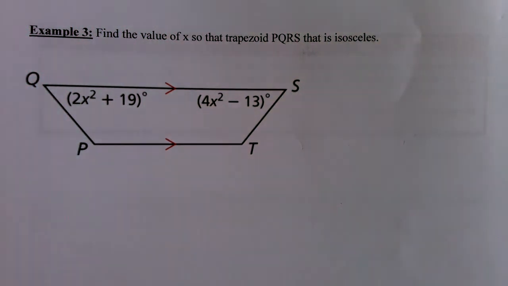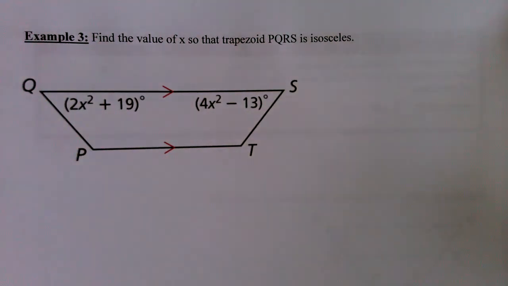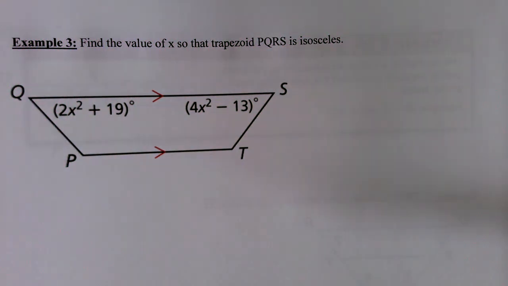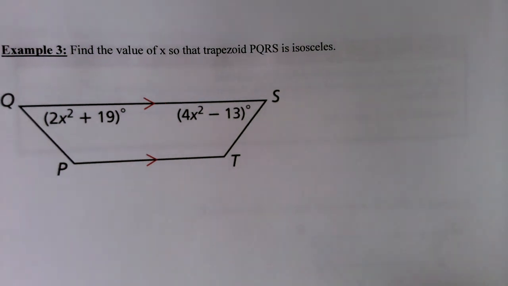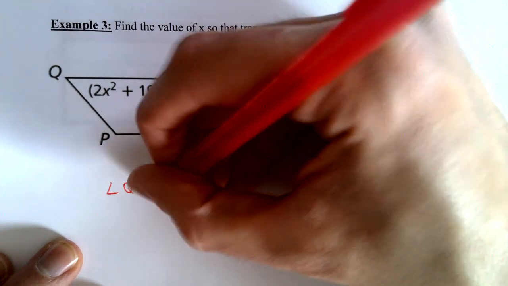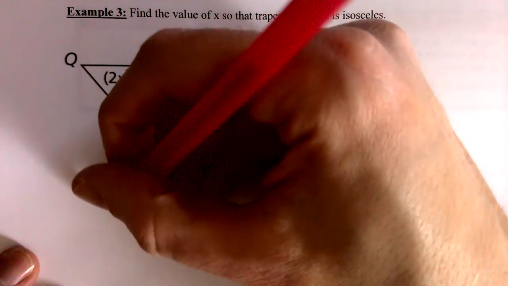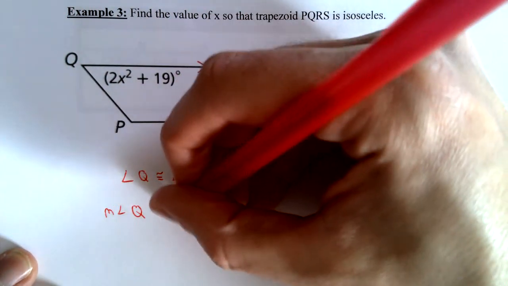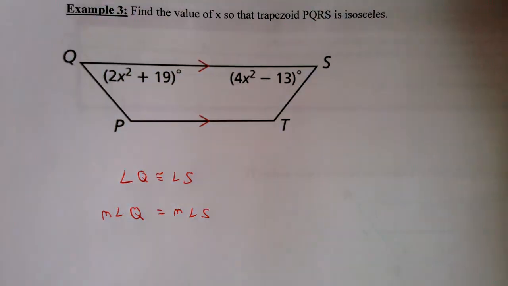Example 3. Find the value of x so that trapezoid PQRS is an isosceles trapezoid. Hold on one second, there's one typo. Okay, here we go. Find the value of x so that trapezoid PQRS is isosceles. Well, if it's isosceles, then the base angles are congruent. So angle Q has to be congruent to angle S, so the measures must be equal. The measure of angle Q must equal the measure of angle S.